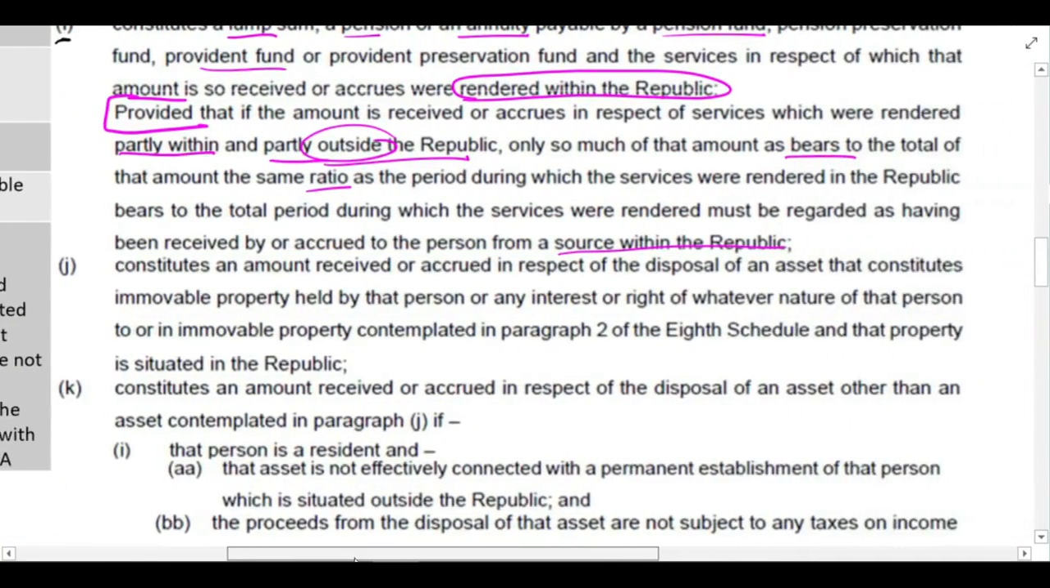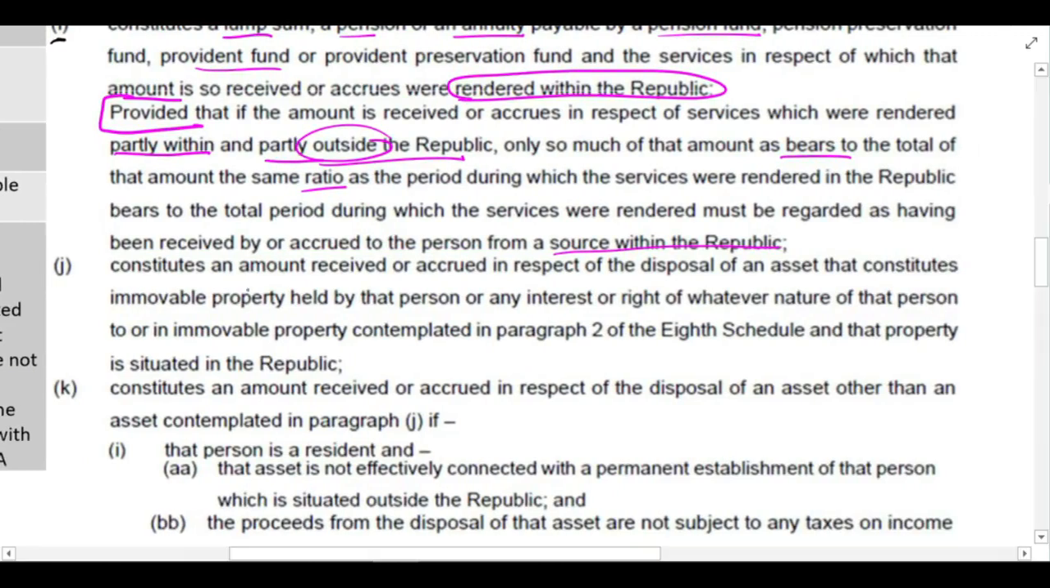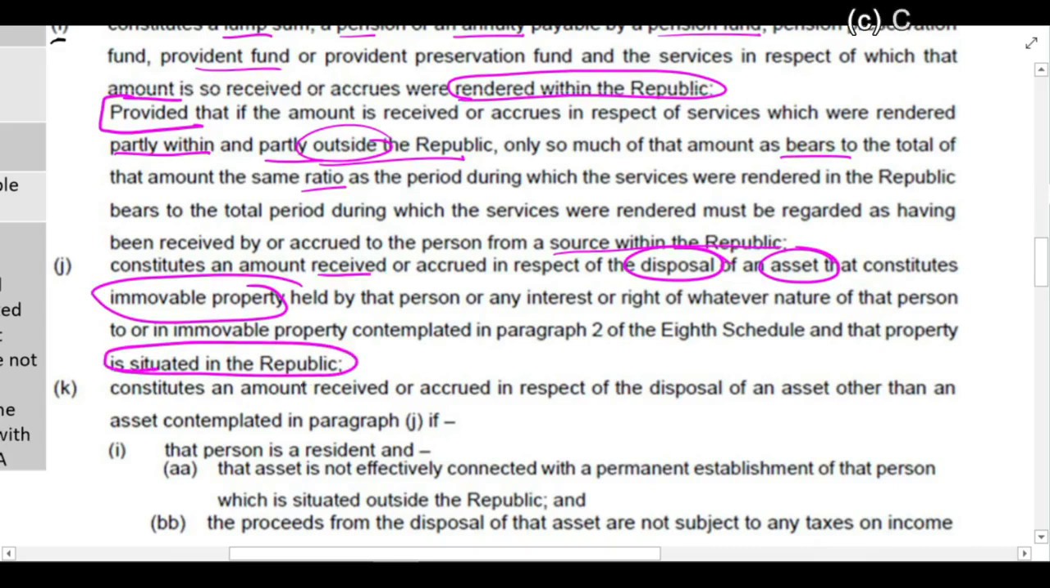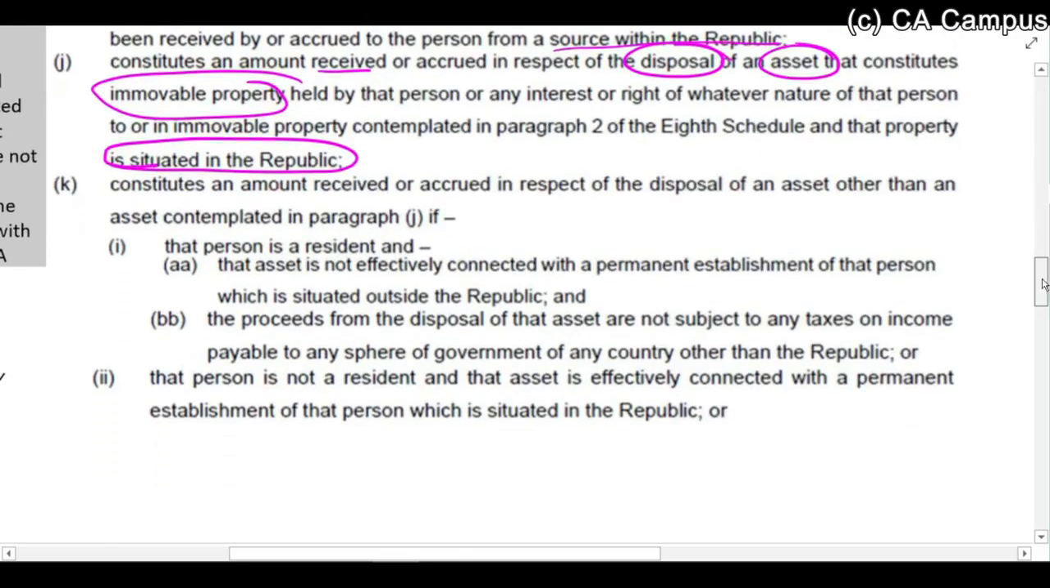Right, then J. If it is an amount that was received in respect of the disposal of an asset that is immovable property, and that property is situated in the Republic. So they're saying if you sell a property, immovable property, so land and buildings, if you sell that and that property, the land and buildings are situated in South Africa, then it's from a South African source.